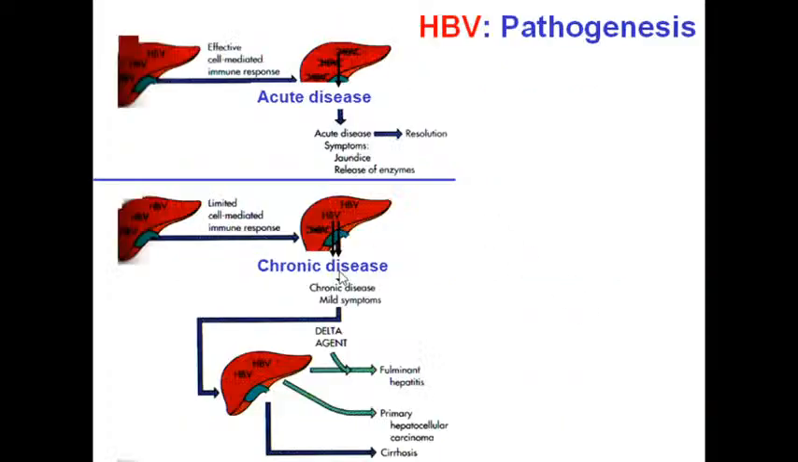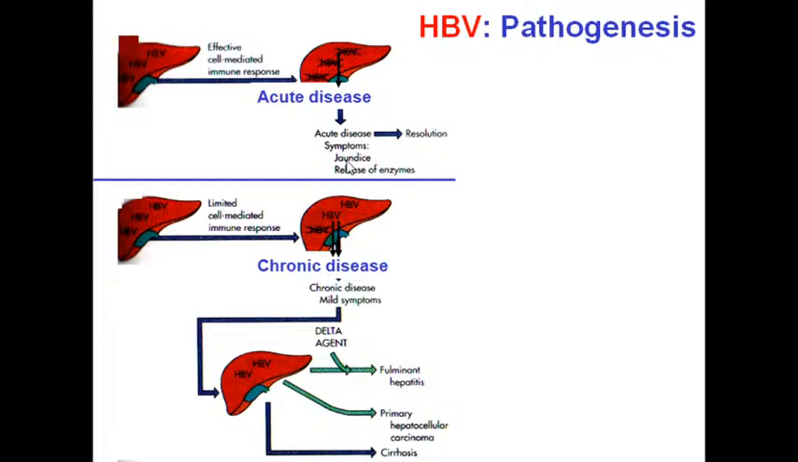So I think very well it will be demonstrated by this picture. When a large inoculum happens, a lot of cells start to be infected. A lot of antigens are released into the blood, so it activates the immune system properly. So a very effective cell-mediated response will be produced. So we have liver damage, acute disease with symptoms like jaundice and release of the enzymes.